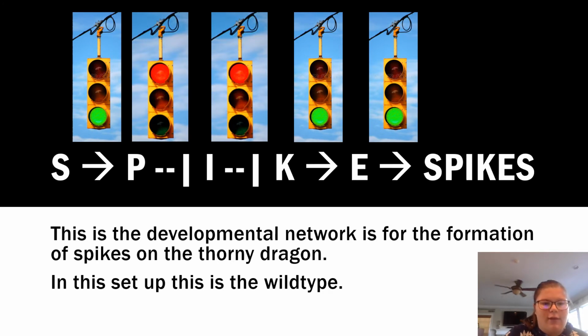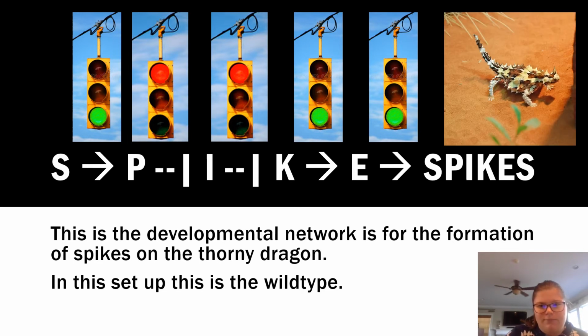In this case, because S stimulates P, or is a green light to P, P blocks I as a red light, and so I cannot block K, so K is a green light, which stimulates E, and E is also a green light, which stimulates spikes, so we get a lovely little thorny dragon.